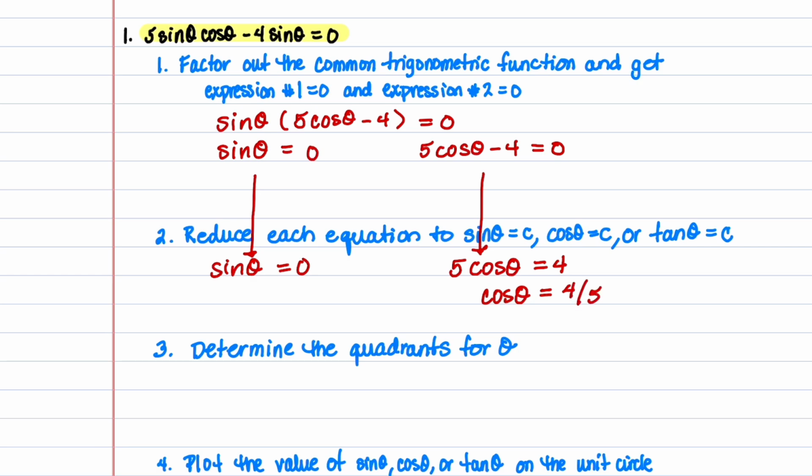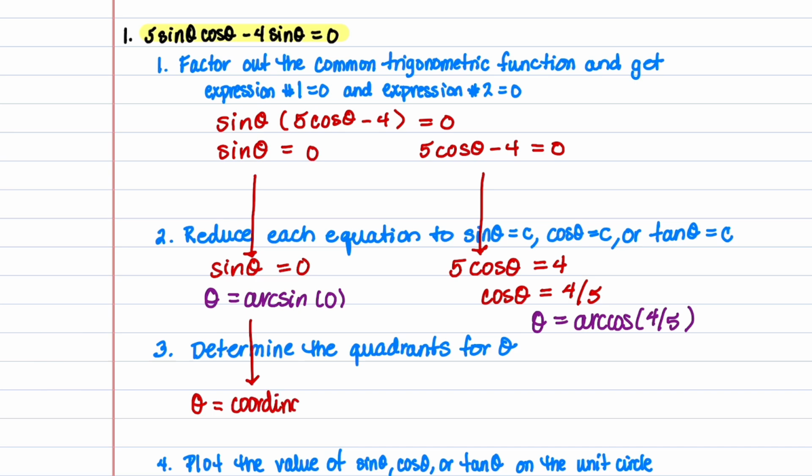Our solution for our first equation is theta is equal to arc sine of 0. And our solution to our second equation is theta is equal to arc cosine of 4/5. For theta is equal to arc sine 0, our theta is going to be a coordinate point. In our second equation, because cosine theta is positive, theta is going to be located in quadrants 1 and 4 because that's where cosine is positive.